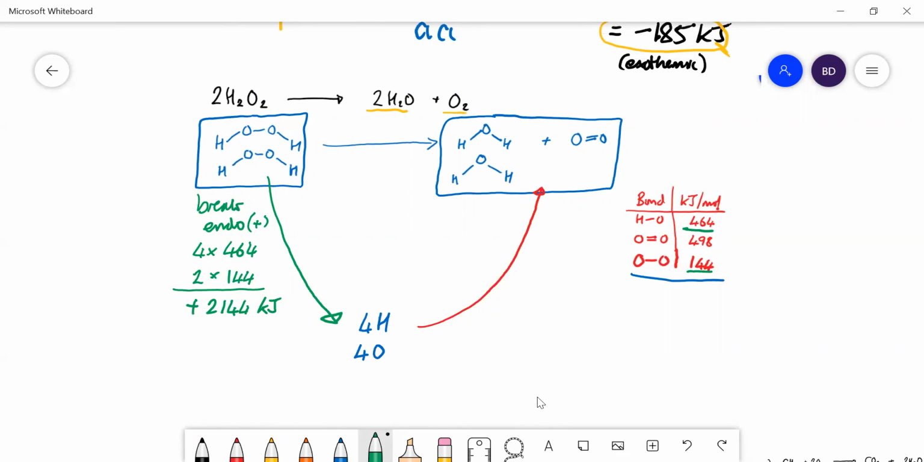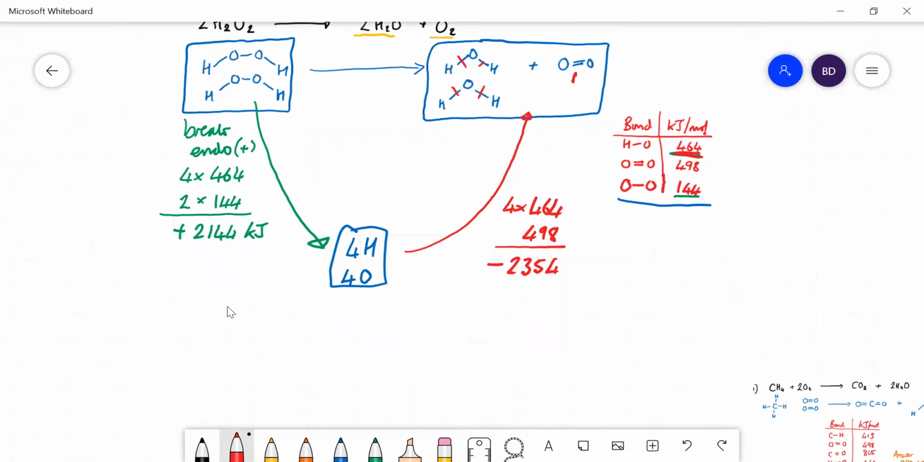So we've broken it up into the individual atoms here. Let's build them up into the new molecules now. Well, we're going to form 4 times 464 again for the OH, 4 OHs, 1, 2, 3, 4 bonds here. Plus this one here, which is 498 for the oxygen double bond. Add all that up together, you get 2,354. And it's a minus sign because it is exothermic.